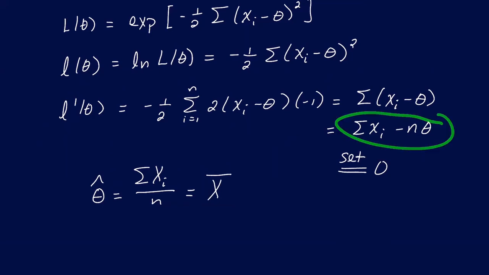Here, you can easily see the second derivative with respect to theta. This part is 0, and you get negative n. So it is a negative second derivative, which means that we did find a maximum and not a minimum.